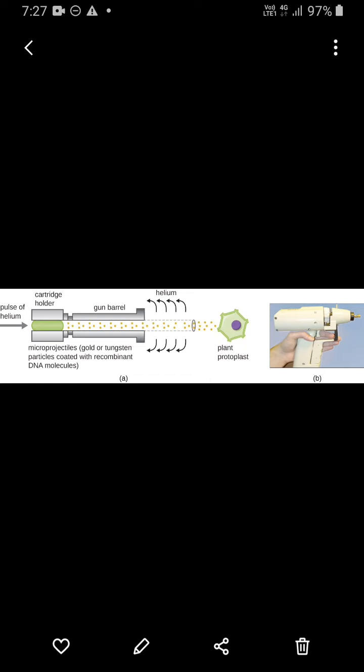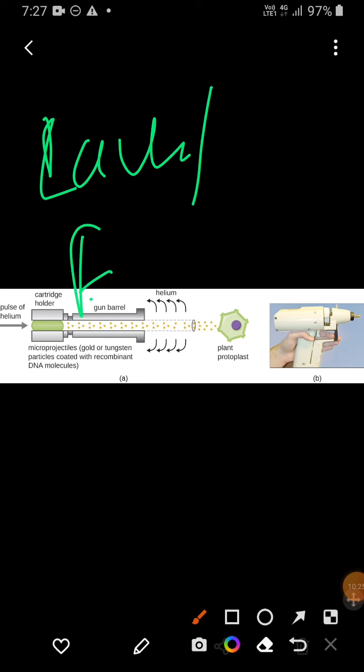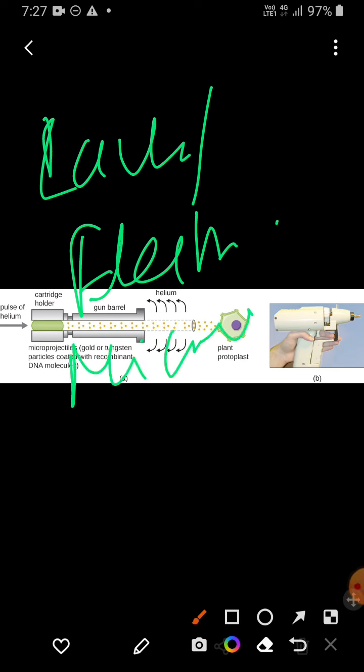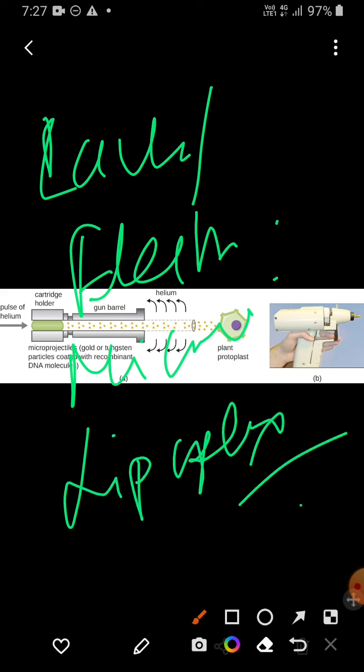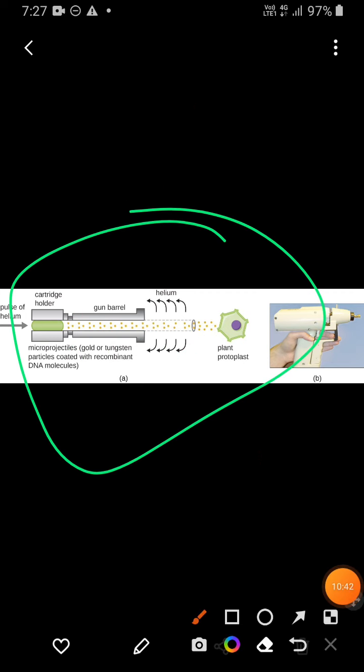So we have discussed various kinds of gene transformation procedures. We started with the CaCl2 heat shock method, then we discussed the electroporation method, then the microinjection method, then today the lipoplex mediated packaging and endocytosis or fusion, and in the last one we discussed the gene gun.